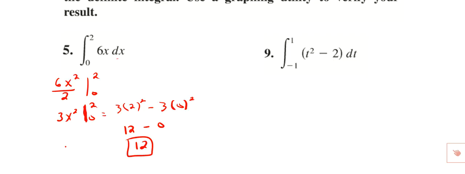Okay, on this next one, we have the function t squared minus 2 dt. We want to evaluate the antiderivative of that function from negative 1 to 1. So again, we will find the antiderivative of t squared minus 2 dt. The antiderivative of t squared dt is t to the third divided by 3. Add 1 to the exponent and divide. The antiderivative of 2 dt is simply 2t.